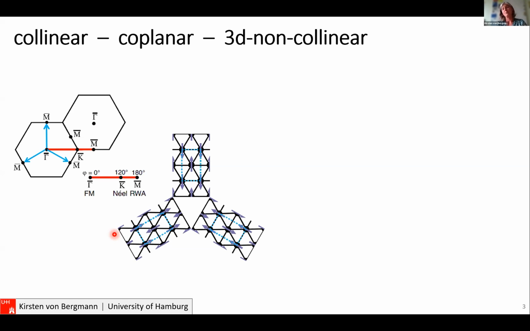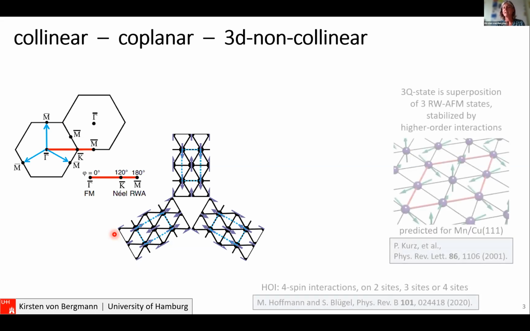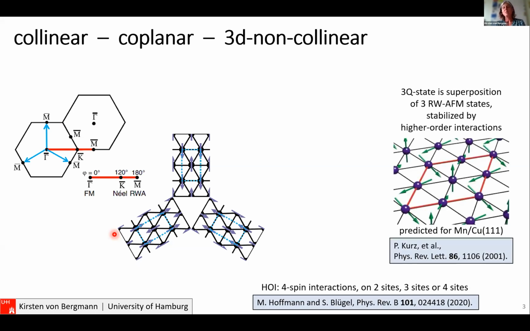Now I want to come to the effect of the higher order interactions. This is a superposition of these 3 single Q states. And you can see that now it's a fully 3-dimensional non-collinear magnetic state. And this is the unit cell. It has 4 atoms in the unit cell, and nearest neighbor angles have the tetrahedron angle of 109 point something degrees. And if you do not consider higher order interactions, the single Q state and this perfect triple Q state have the same energy.